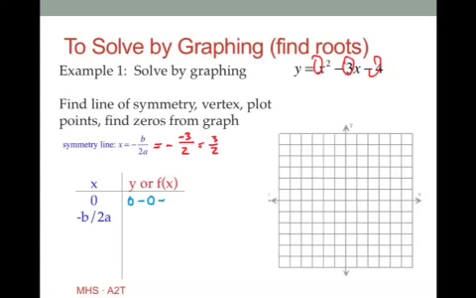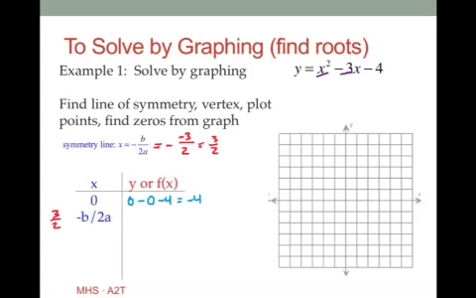I'm going to go ahead and figure out, when we plug in 0 for x in our function, what do we get? If we plug in 0, you're going to get 0 squared, minus 0, minus 4. So 0 minus 0 minus 4 is negative 4. Okay, so that's one point right there.